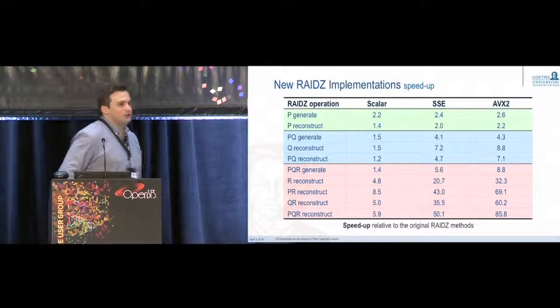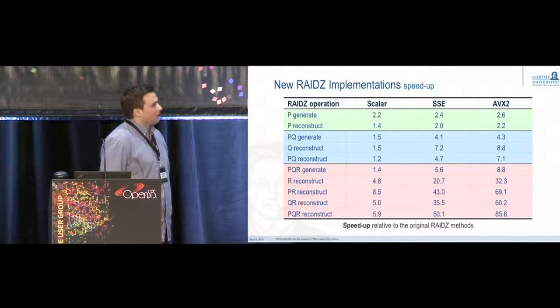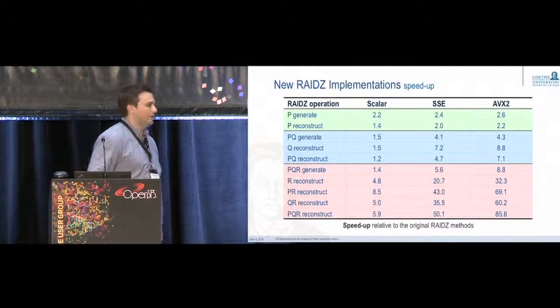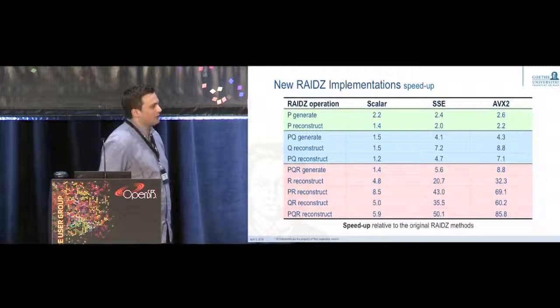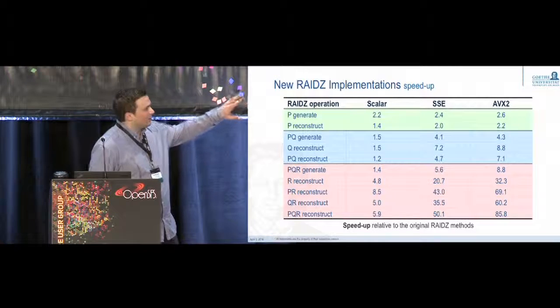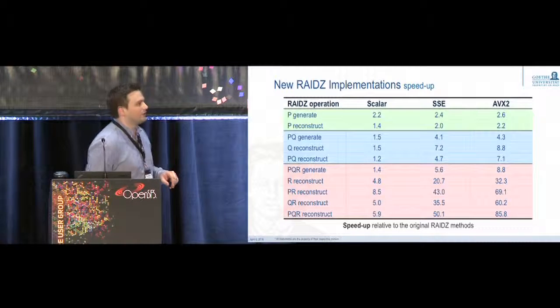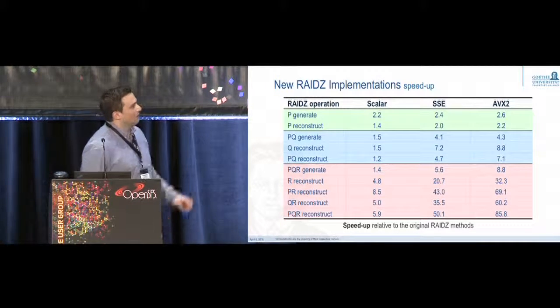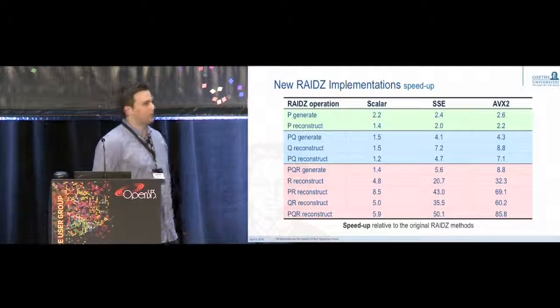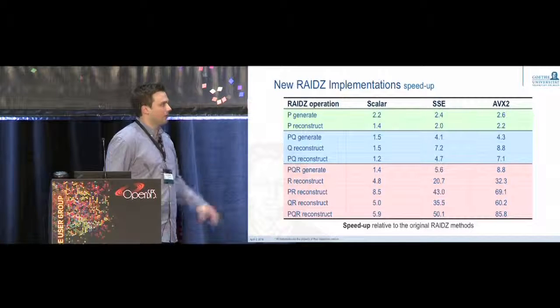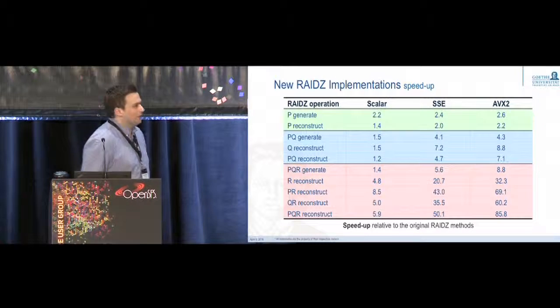So I come to the implementation speed up comparison between the new implementation and the original RAIDZ implementation. So first part is used only, these are all RAIDZ methods that can be encountered. First part is only used for RAIDZ1. First and second part functions are used for RAIDZ2, and all functions can be used in RAIDZ3 pools.